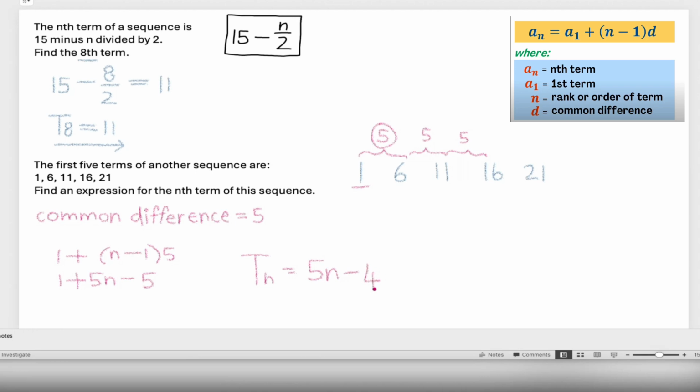And we can actually now go and test this answer to see whether it's correct or not. So the third term is equal to 11. Let's test this. 5 multiplied by 3, because we have to substitute 3 into the place of n, minus 4. 5 times 3 is equal to 15. 15 minus 4 is equal to 11. So is the value of the third term equal to 11? Yes, it is. So we know that this answer is correct.